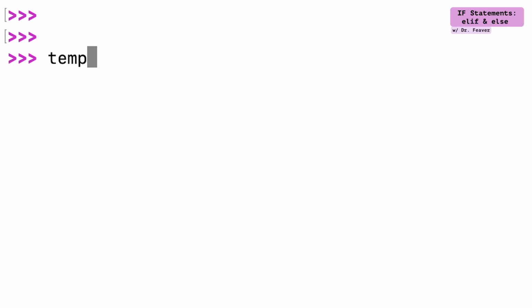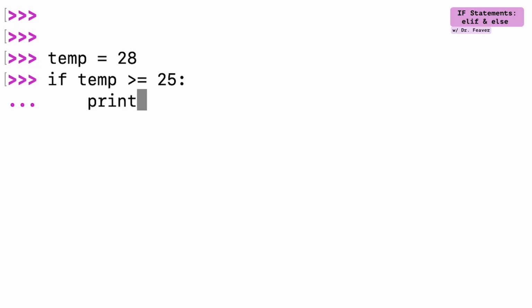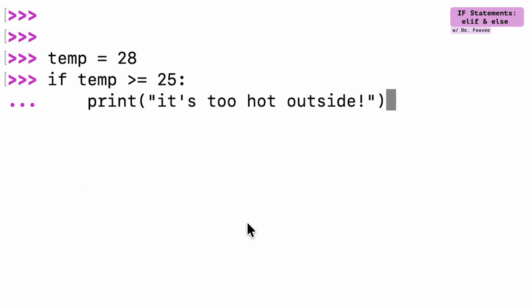Let's just have a variable, maybe temperature, and maybe the current temperature is 28 degrees Celsius, which I would find too hot, so maybe we'll say if temp is bigger than or equal to 25, I'm going to print it's too hot outside. In my opinion, probably not in most people's opinion.